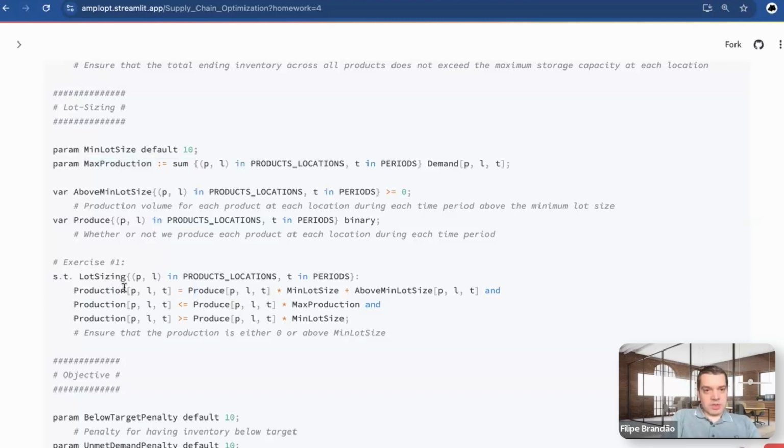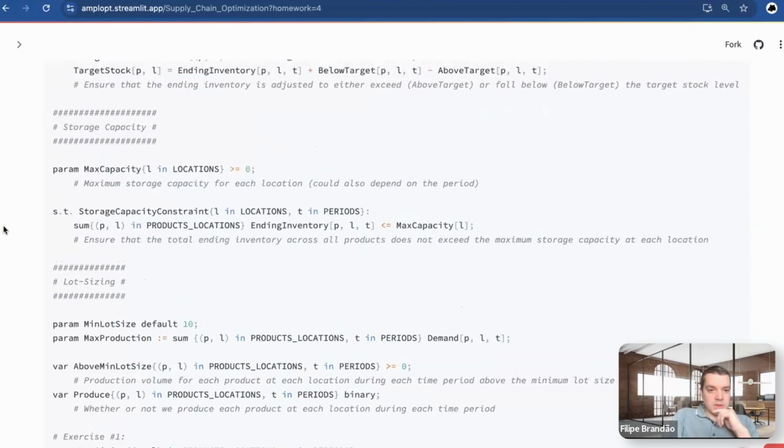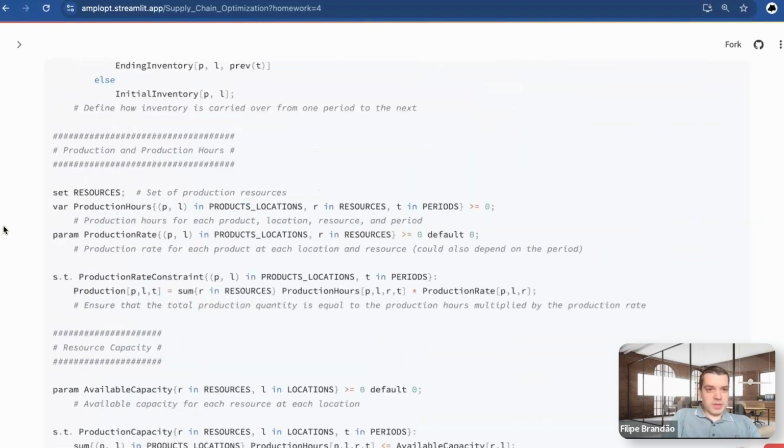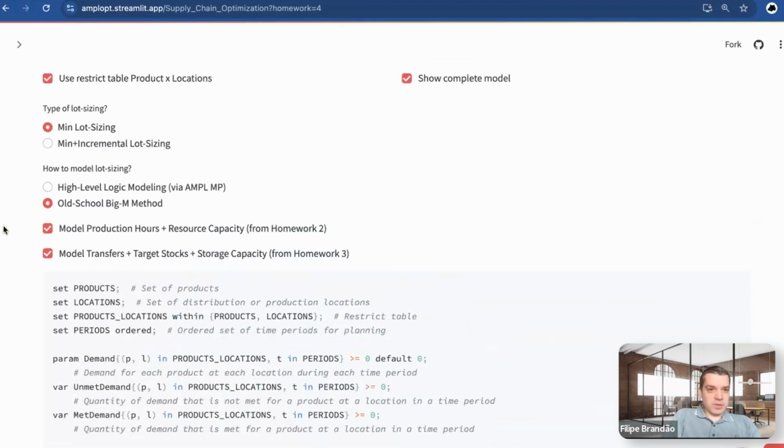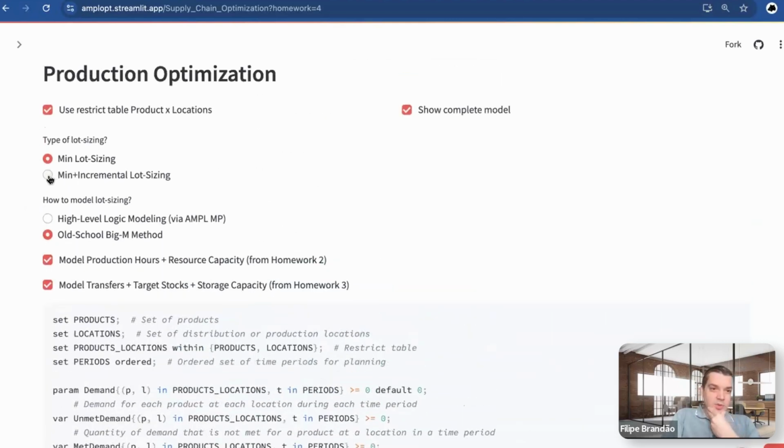And also we have this condition that production is equal to produce times minimum lot size plus this variable that allows you to go above it. And as you can see, it's already a lot more complicated than just being able to write logic, and also more error prone.